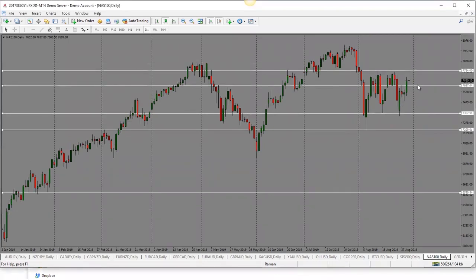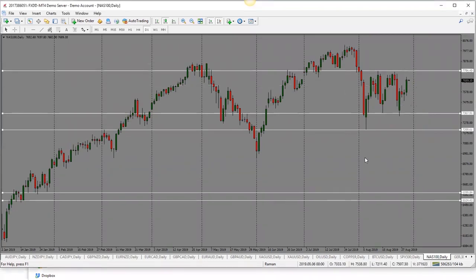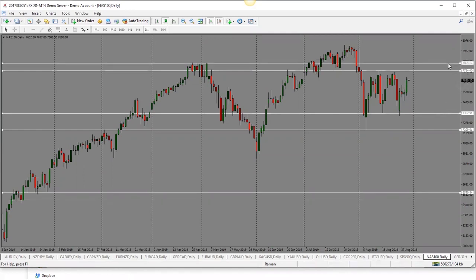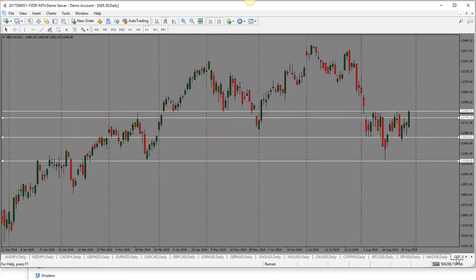NASDAQ, the same thing. We are still trading in this range that we see. So at this point, we have a bullish bias. I will look for price to go into the high here at 77.80. And if it goes through that level, then we're looking for price to potentially move into the 78.80 level here. So bias is bullish for NASDAQ.